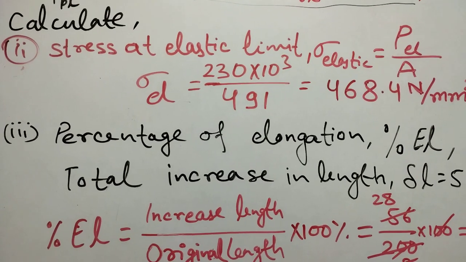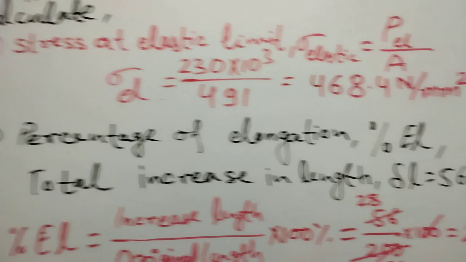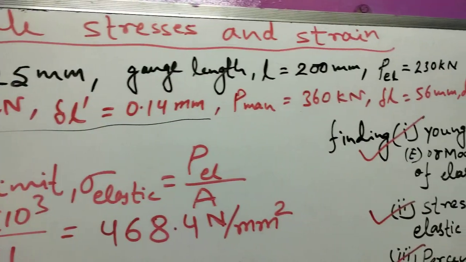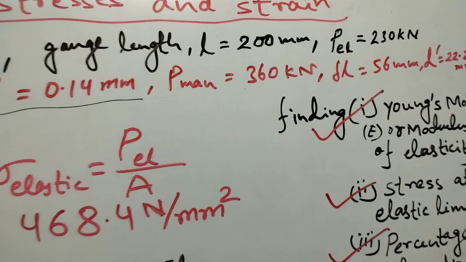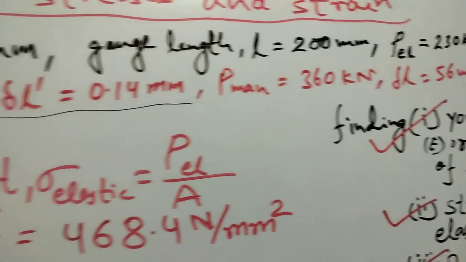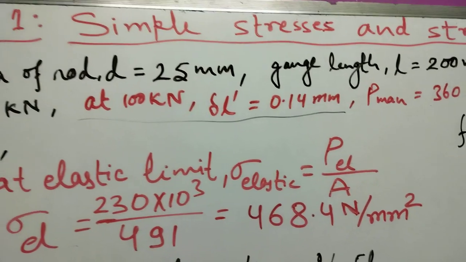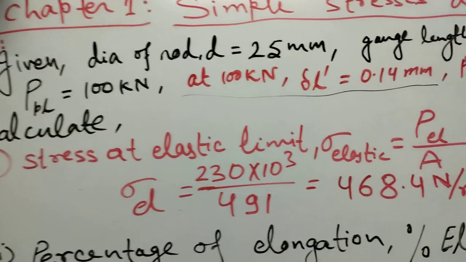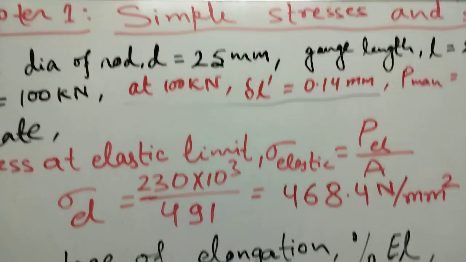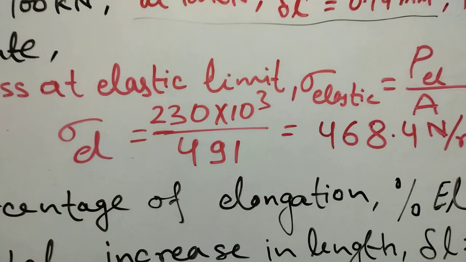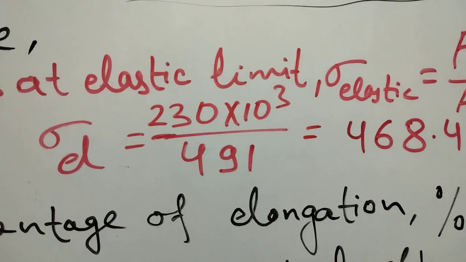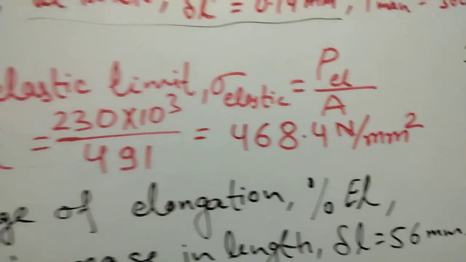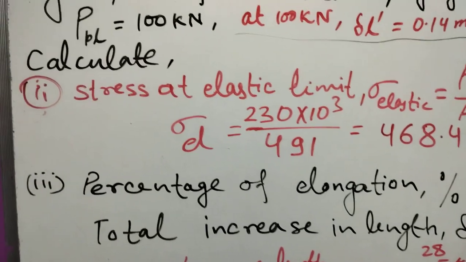Now we calculate the stress at elastic limit. Here the load at elastic limit is given, PEL equal to 230 kilonewton. Therefore we apply the stress sigma EL equal to PEL divided by area: 230 into 10 to the power 3 divided by 491 equals 468.4 Newton per millimeter square. This is the stress at elastic limit.